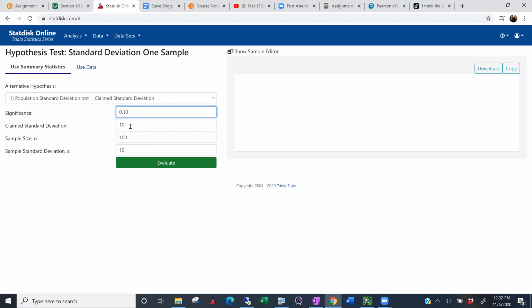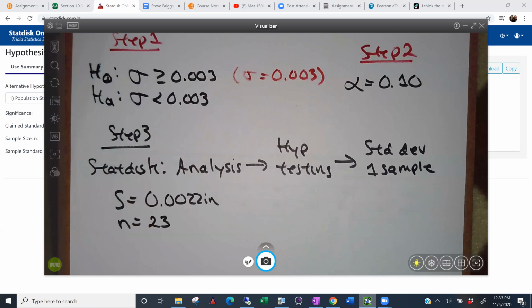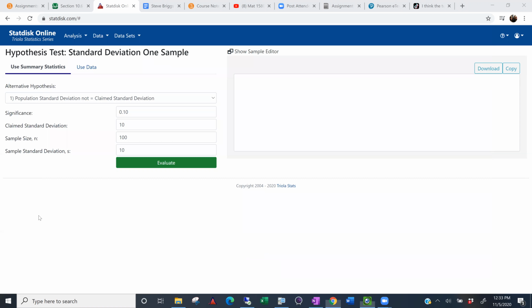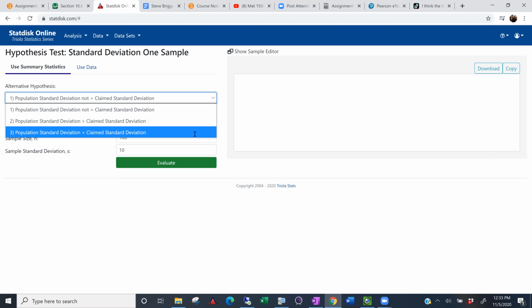Ooh, you know what? Before I even do all that stuff, I forgot to do one thing. Does anyone know what I forgot? I got to adjust the alternative hypothesis. I got 3 possibilities here. The standard deviation is not equal to some number, the standard deviation is greater than some number, or the standard deviation is less than some number. Which one is appropriate for our data, our hypothesis test? Less than 0.003. So what should I choose here? Alternative 1, 2, or 3? 3. Thank you.